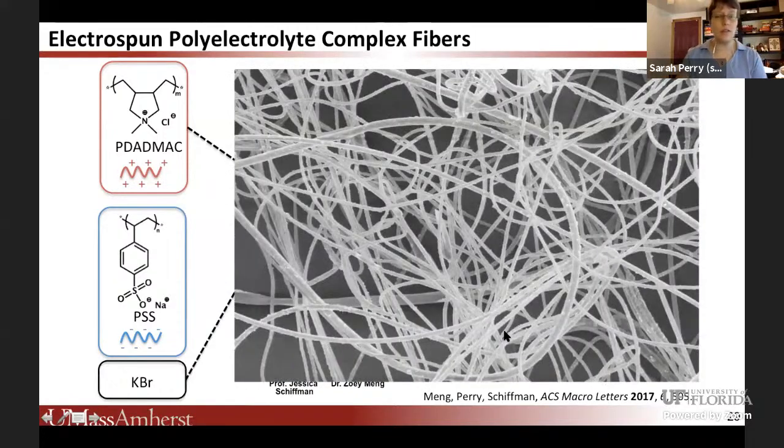And you can see here the SEM micrograph of the resulting fibers. They look a little bit rough, and that's the salt coming out onto the fiber surface as they form.